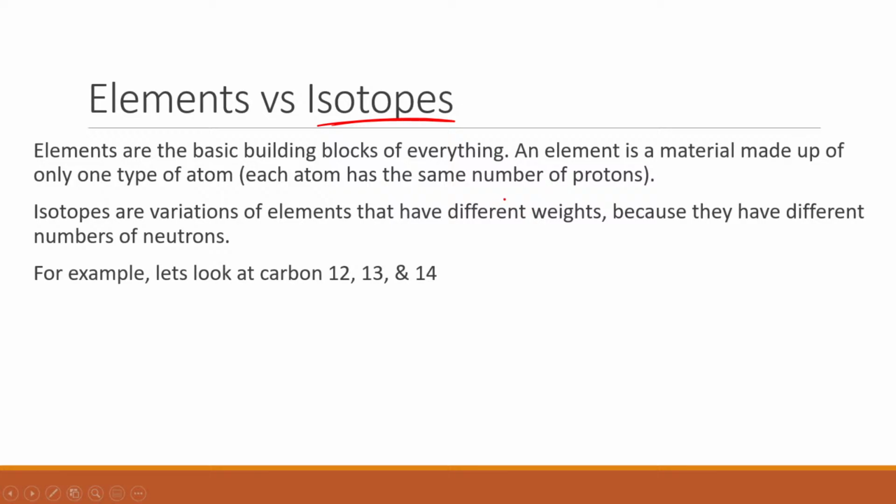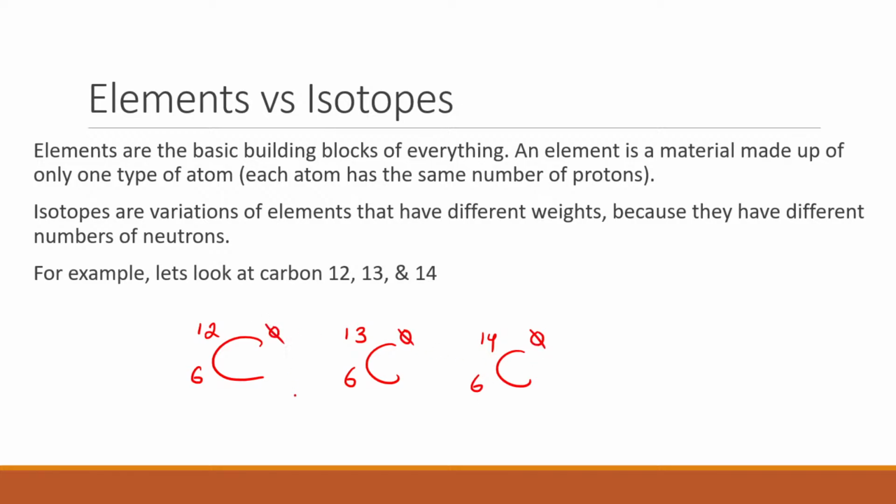An isotope is a version of an atom that has a different number of neutrons than another version of that atom. So, for example, carbon has an isotope of 12, an isotope of 13, and an isotope of 14. And if we remember some of the stuff we were talking about in our last video, we'll recognize that these are all carbon, but the mass number is different between them.